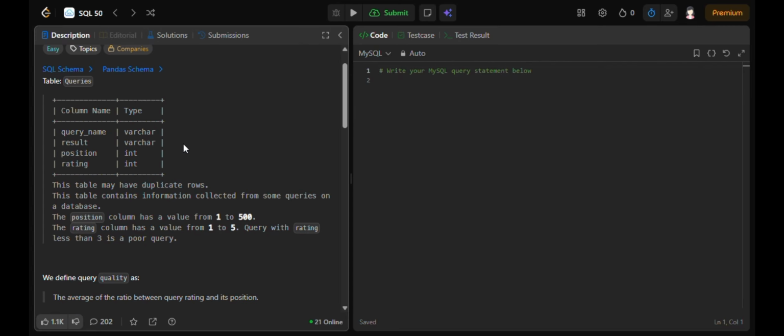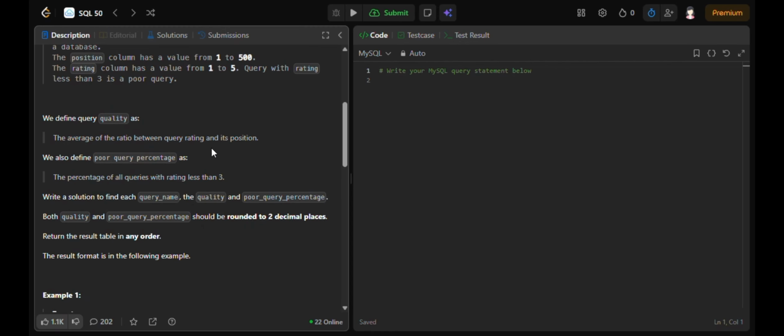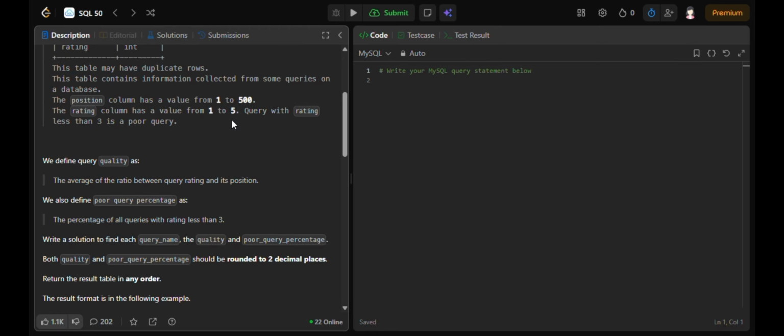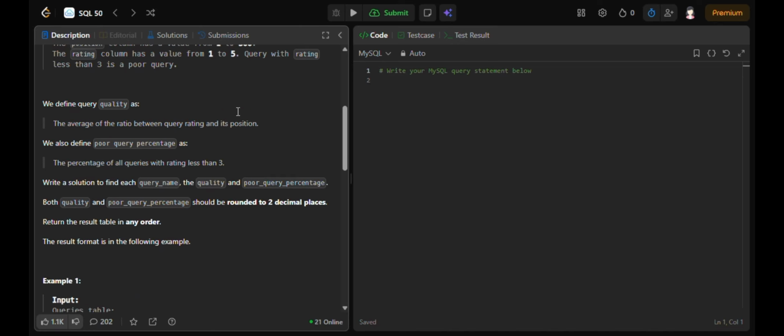In this table we have 4 columns: the query name, result, position and rating, where the position value ranges from 1 to 500 and the rating column's value ranges from 1 to 5. Here we have two entities to be calculated. One is quality. To calculate the quality of a query, the formula is the average of the ratio between the query rating and its position.